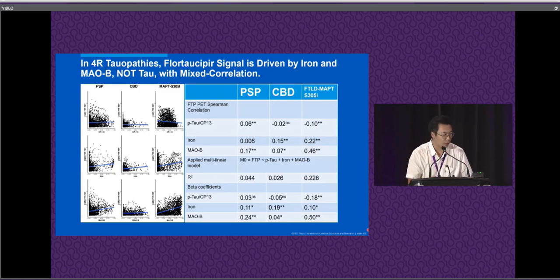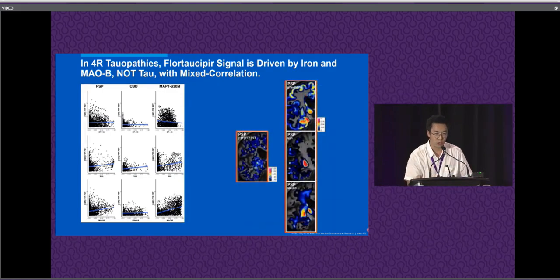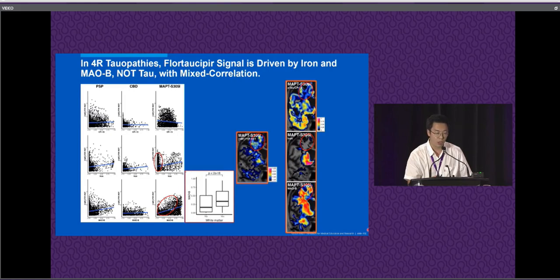It gets a little bit more complicated when we're looking at the 4-repeat tauopathy result, where we are seeing that iron and MAOB have a high significance in correlation compared to phosphorylated tau with photosapir. And when we look into the voxel distribution of these cases, we can see that there is higher white matter signal in the photosapir in PSP, and a similar phenomenon seen in the MAOB, but not in the phosphorylated tau or iron. Similarly in MAPT as well, validated by the box plot on the left.